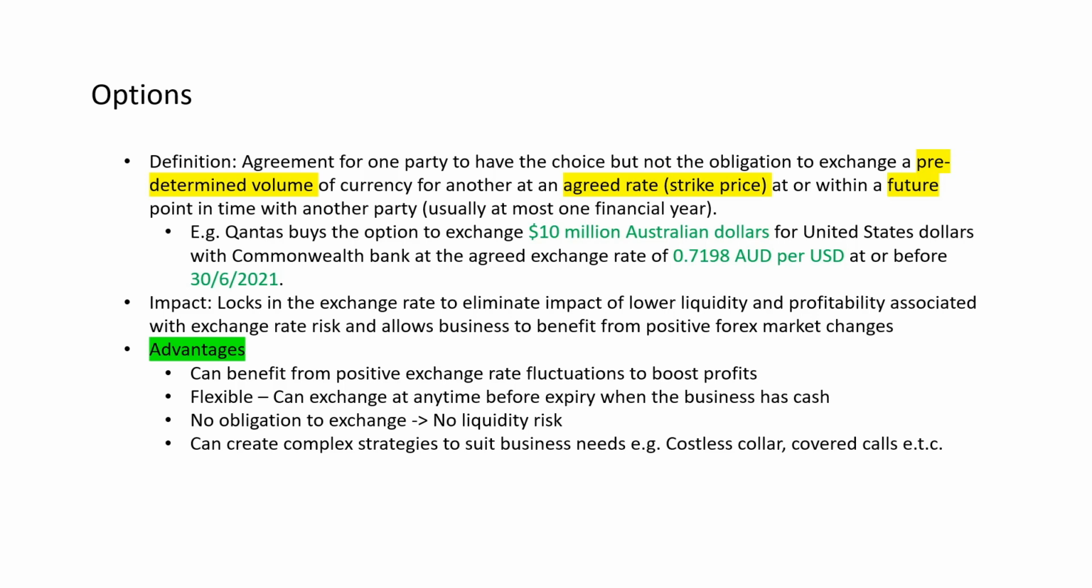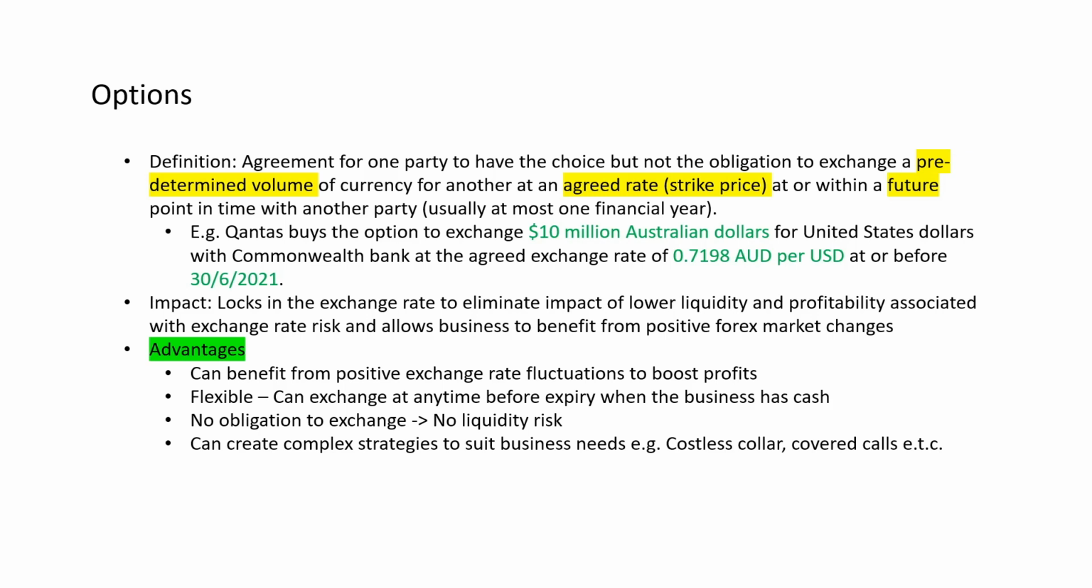So note how with options, you can exchange one currency for another at or within a future point in time with another party at an agreed rate. Whereas with a forward exchange contract, you can only exchange on the settlement date, so at a particular point in time. So with options, you have that flexibility.